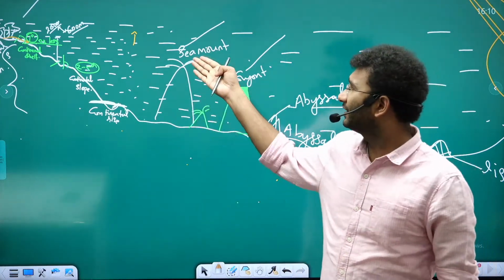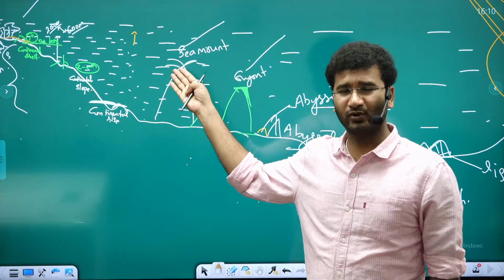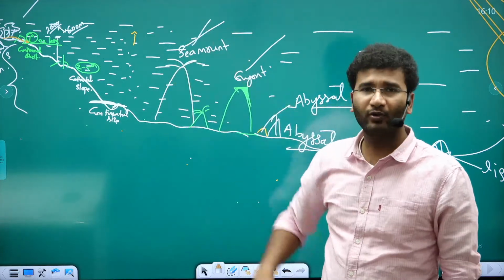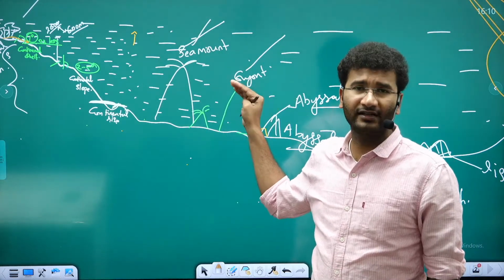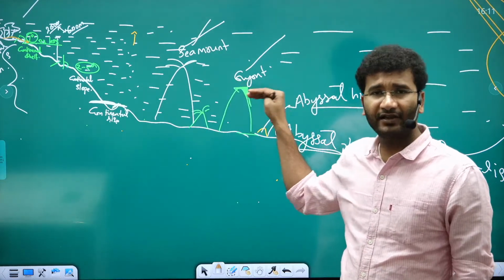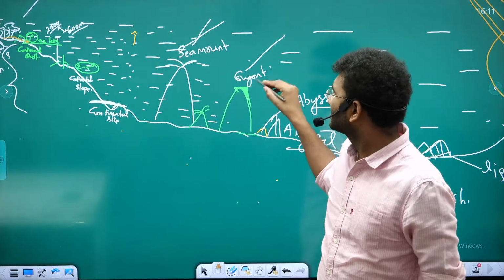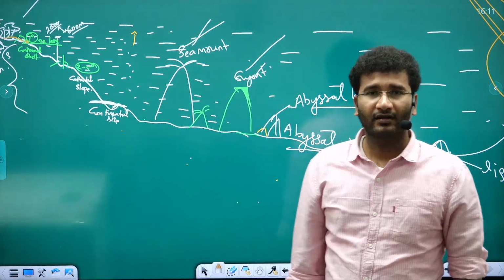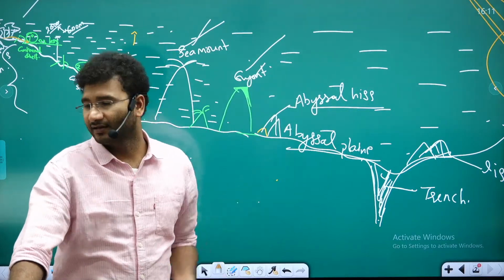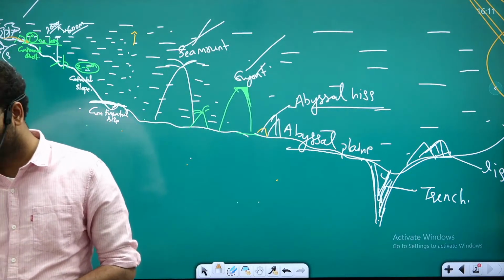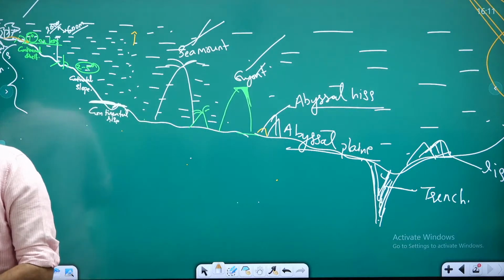Right? If it is more than 1000 meters and has volcanic origin, that is a seamount. And if that seamount is having a flat top, or else an abyssal hill which is having a flat top, this is nothing but a guyot. Right? And if it is a plain area, it is your abyssal plain, right? Clear? I hope this is clear.